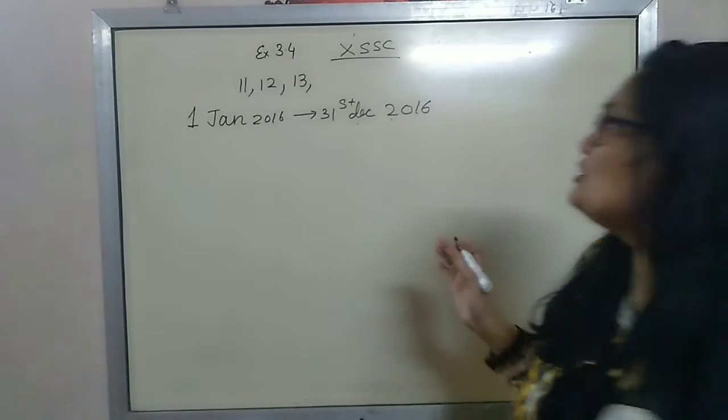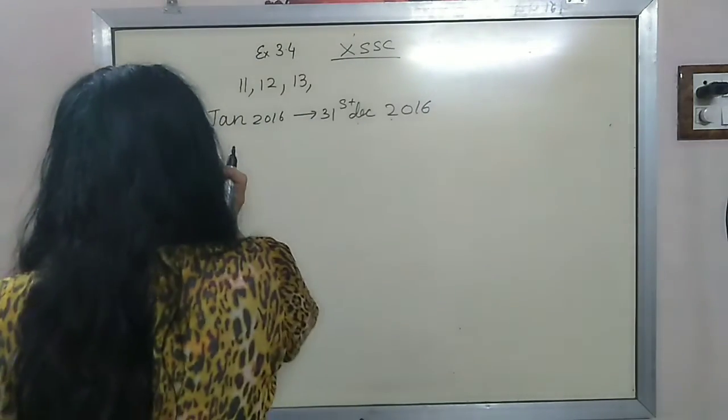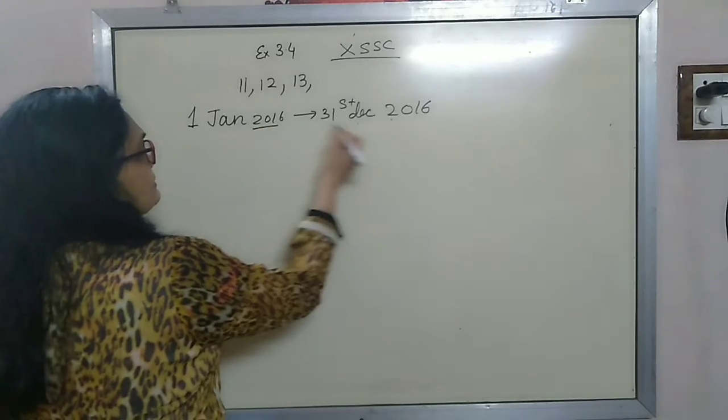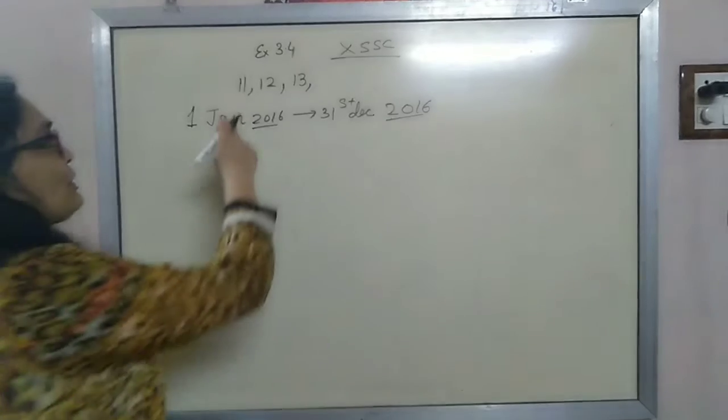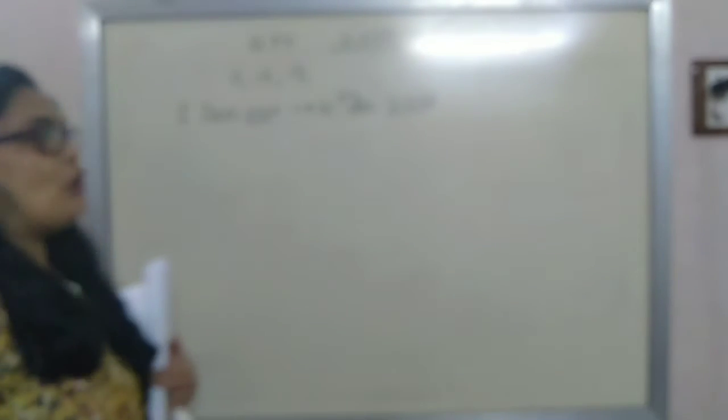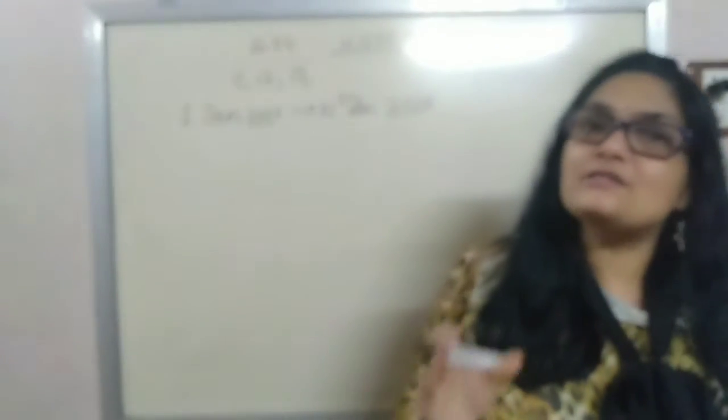Okay. Now, first of all, see the year. We need to find out first how many days. The number of days will be the number of terms. Now, how many days are there in a year? 365. But we have to find out if it is a leap year, then it will be 366 days.